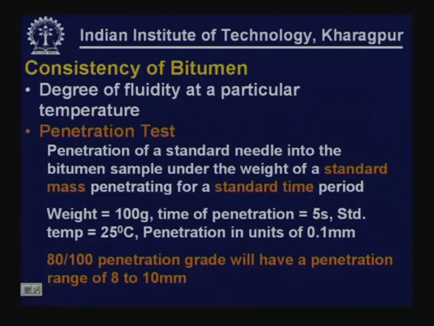To understand the consistency or fluidity of bitumen at different temperatures, there are a number of tests that can be conducted. Consistency is nothing but the degree of fluidity at a particular temperature. Penetration test is the simplest that is conducted, in which we determine the penetration of a standard needle into the bitumen under the weight of a standard mass, and the needle penetrates for a standard time period. The standard conditions are weight including needle and other weights that we attach is 100 grams, standard time is 5 seconds, and standard temperature normally used is 25 degrees centigrade. We can of course conduct this penetration test at different other temperatures also. The penetration is expressed in terms of 0.1 millimeters.